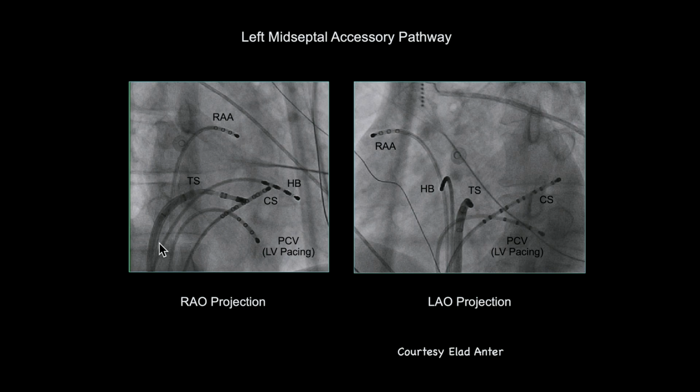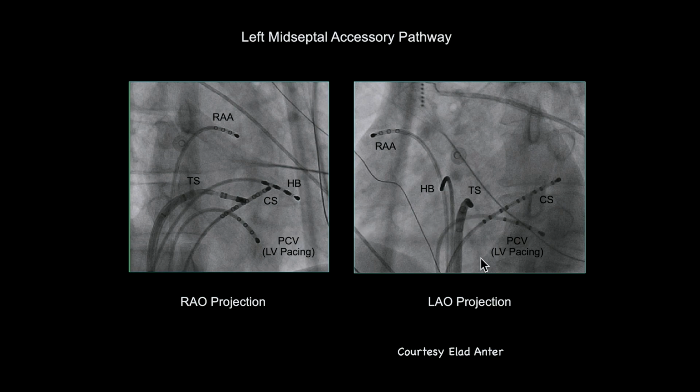And you can see we're mapping with a transseptal catheter here. The catheter is across the annulus here. And you can see the mapping catheter in the LAO projection is up against the septum. The pacing catheter for pacing the ventricle is positioned in the posterior coronary vein to pace the basal left ventricle, close to the accessory pathway.